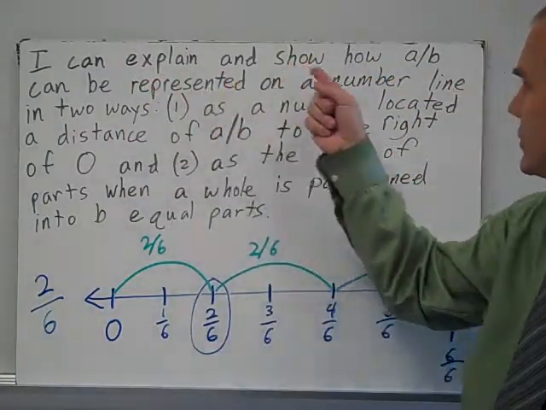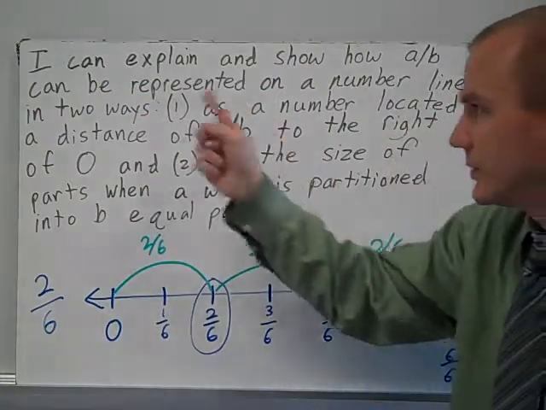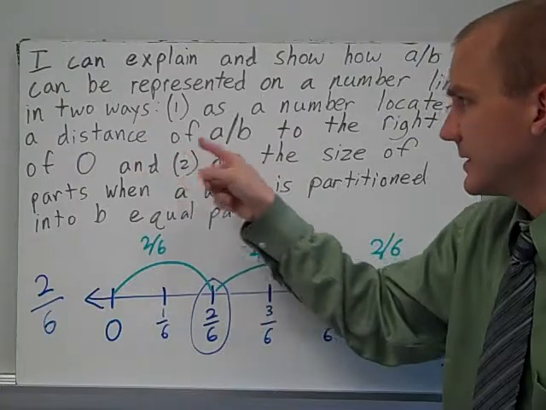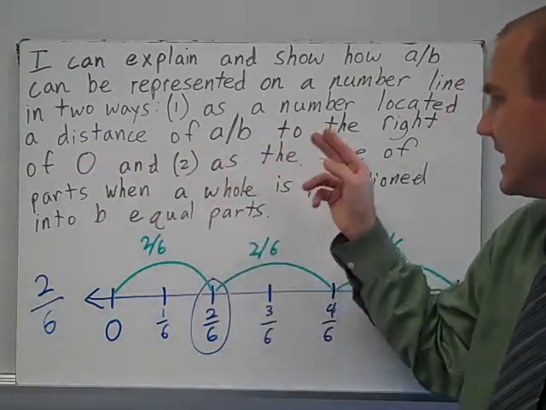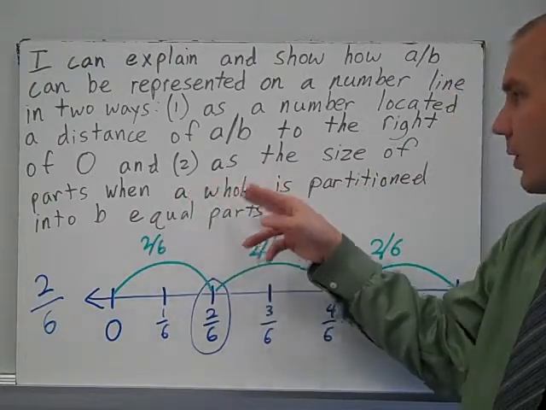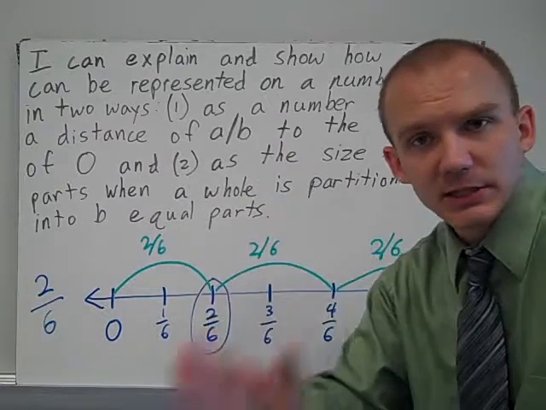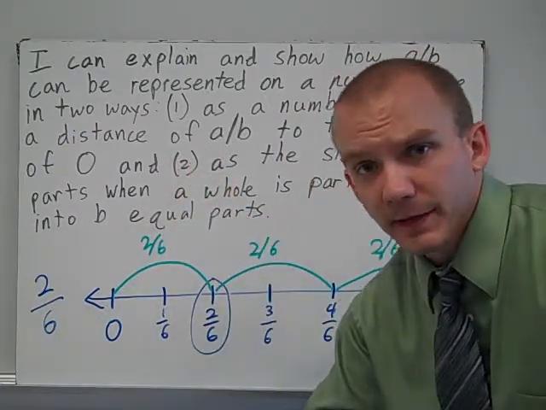I can explain and show how a over b can be represented on a number line in two ways. First way, as a number located a distance of a over b to the right of 0. And second way, as the size of parts when a whole is partitioned into b equal parts. So if you haven't watched lesson 1, which had a very similar learning target, go back and watch lesson 1 and then come to this one.